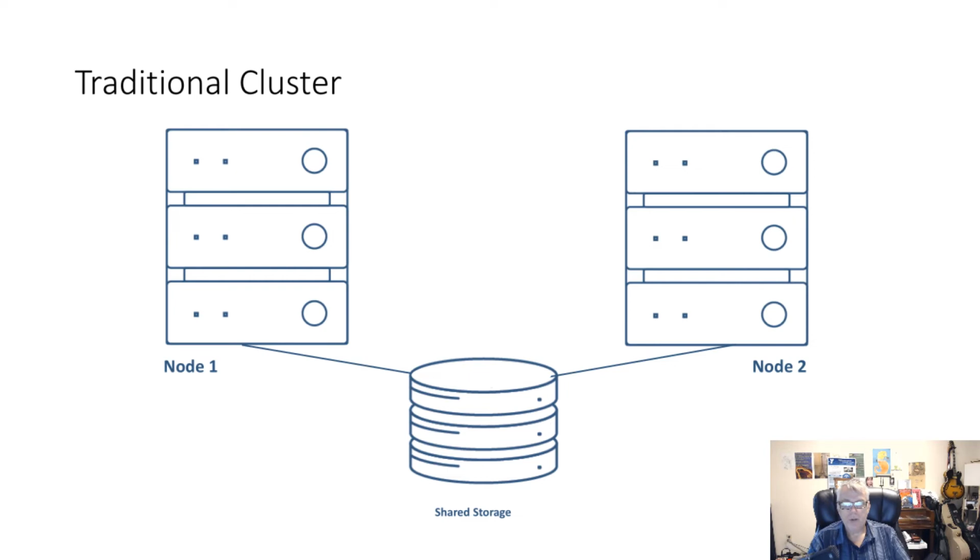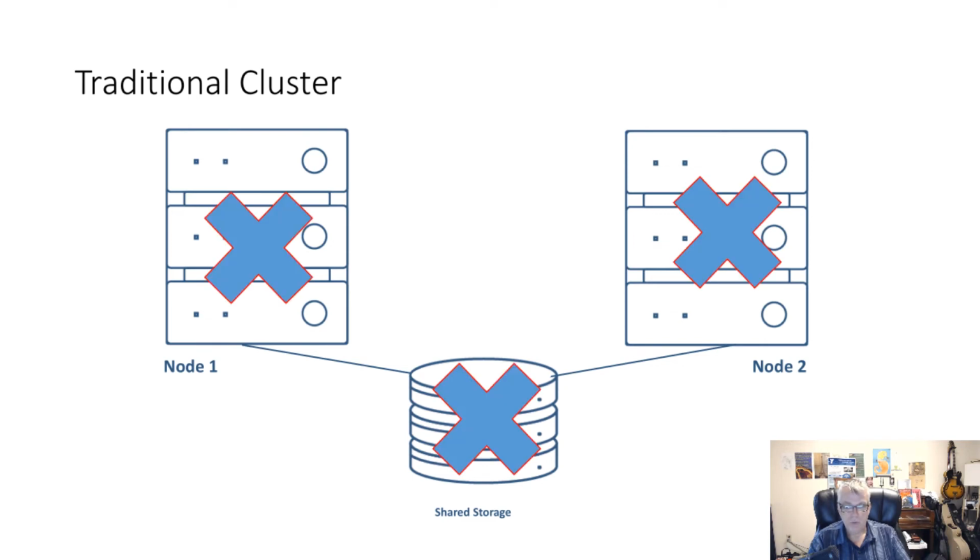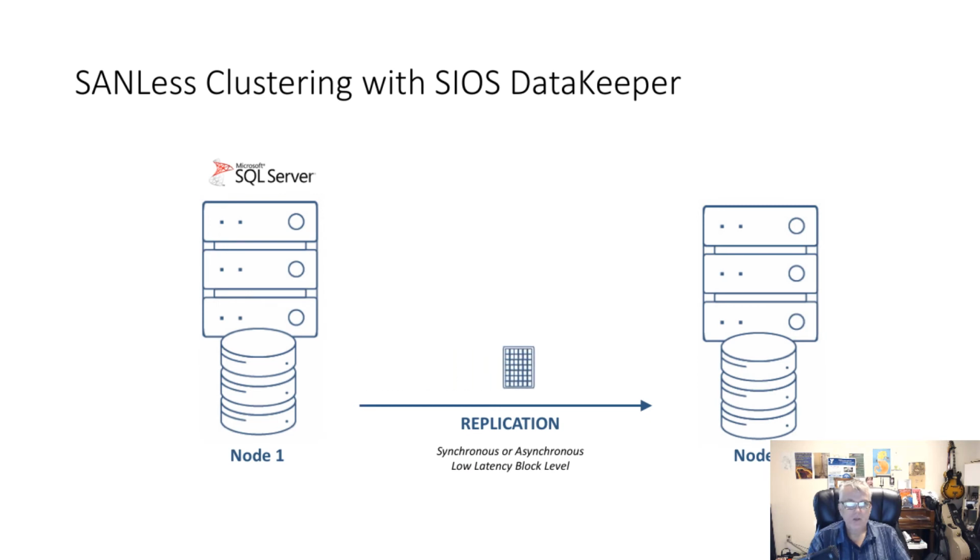So just a refresher, your traditional Windows failover cluster, you have 2 or more nodes, normally requiring some shared storage, which is either not available in the cloud or represents a single point of failure, or in your primary data center, it's not a viable option if you want to stretch your clusters across data centers. So what we do is enable what we like to call SANless clustering with SIOS Datakeeper.